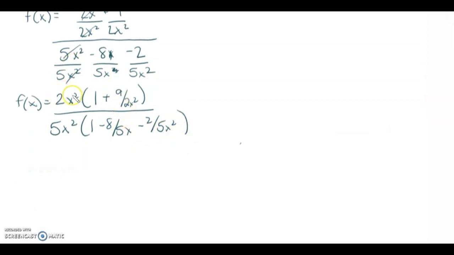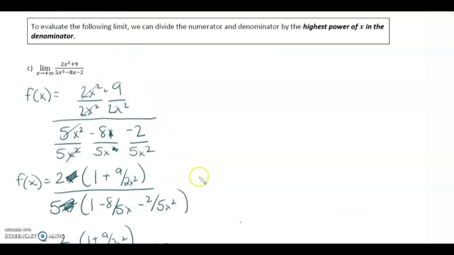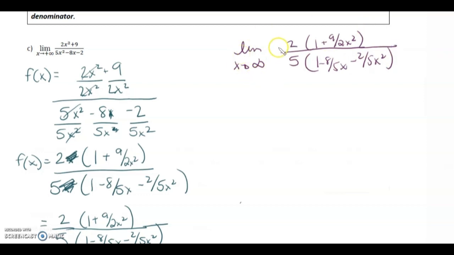Okay, and at this point, I'm seeing that there's a common x squared factor in both the numerator and the denominator. So now we have 2 over 5, 1 plus 9 over 2x squared, and then 1 minus 8 over 5x minus 2 over 5x squared. Now let's go back up here, and we are going to solve for the limit as x approaches infinity of 2 over 5, 1 plus 9 over 2x squared, over 1 minus 8 over 5x minus 2 over 5x squared. Okay, so that's the limit that we're solving for.